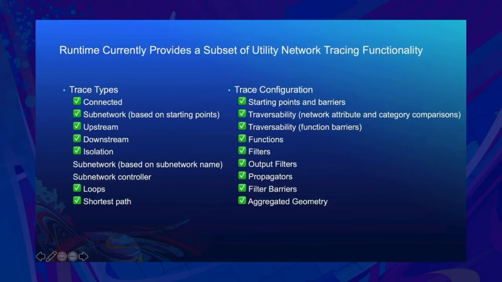So Runtime currently provides a subset of utility network tracing functionality, and I use the word subset, but it's not going to be long before I won't need to use that name anymore. The stuff in orange are the new pieces of functionality that we've added just in the past year.